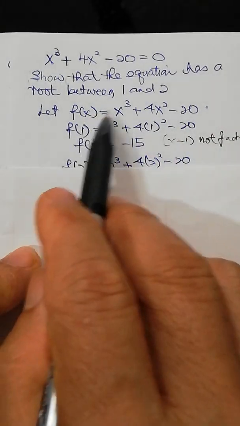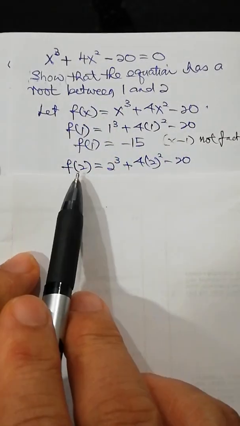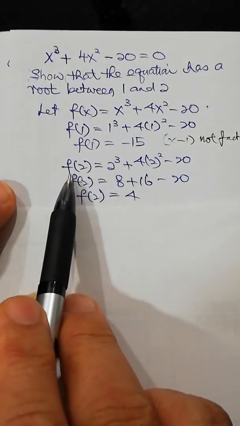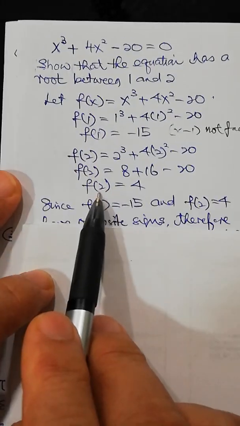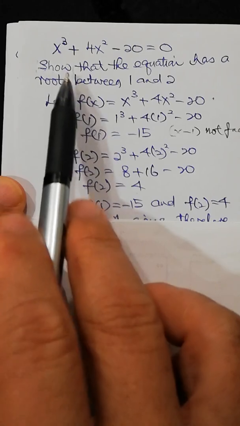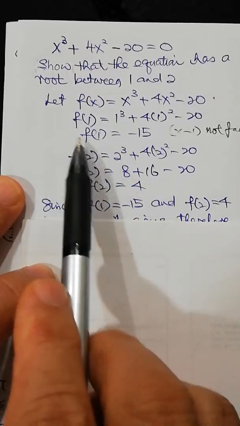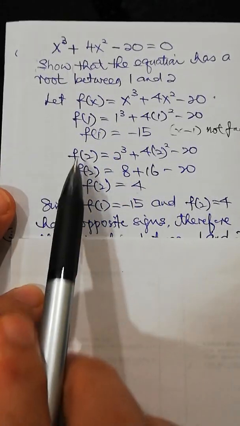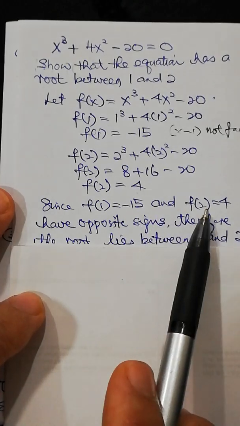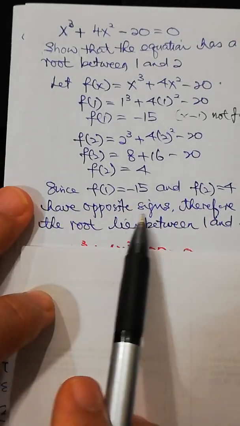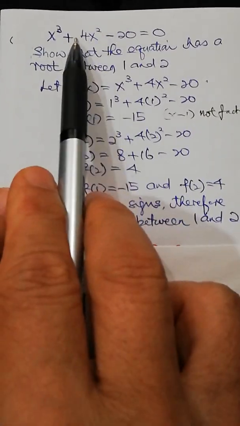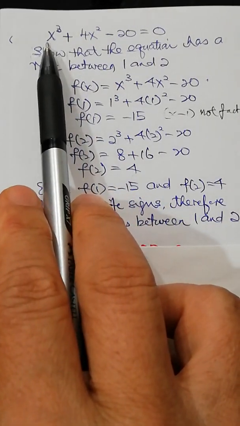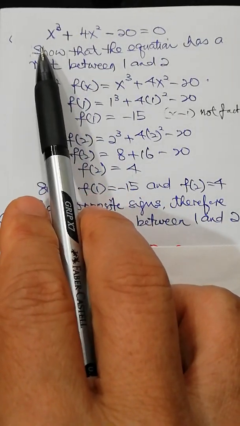So x is not 1, here x is not 1, too small. But when you put f(2), you get 4. Then x is too big, 2 is too big. Since f(1) is negative and f(2) is positive, they have opposite signs, therefore the root lies between 1 and 2. So it should be 1 point something. That is what we are going to find.